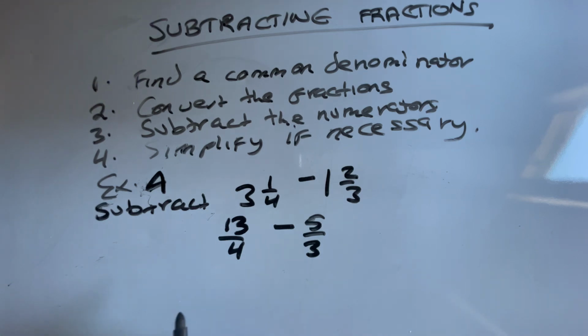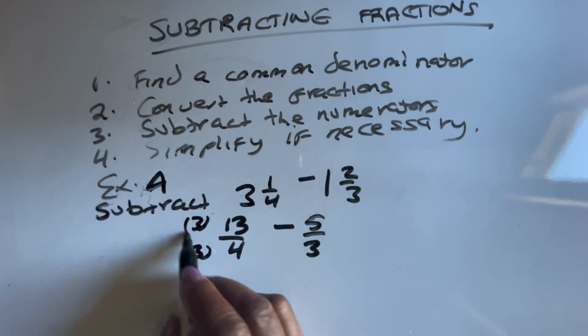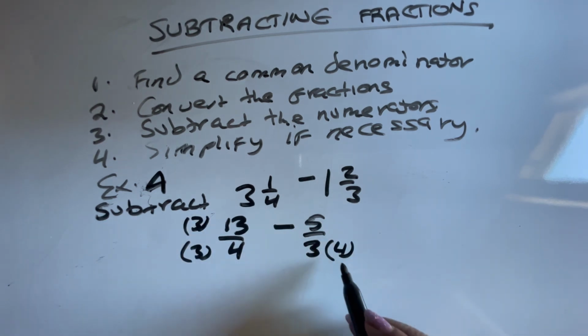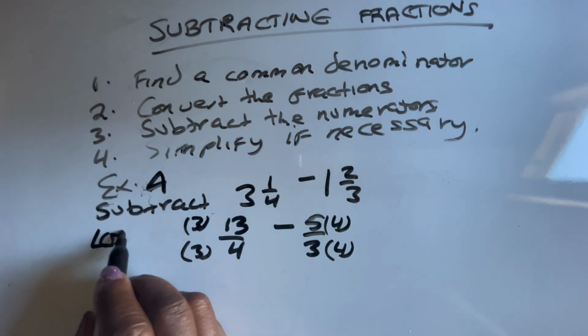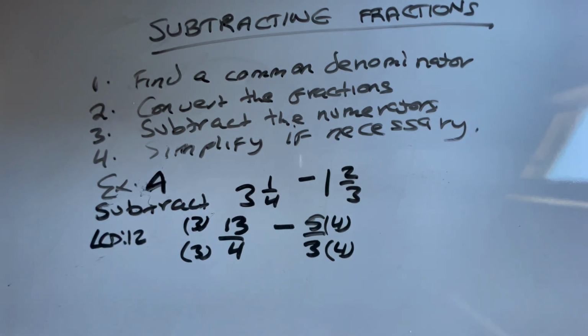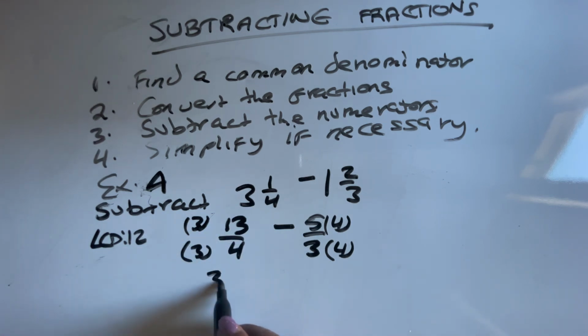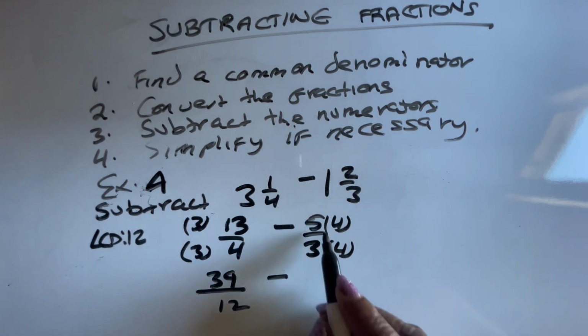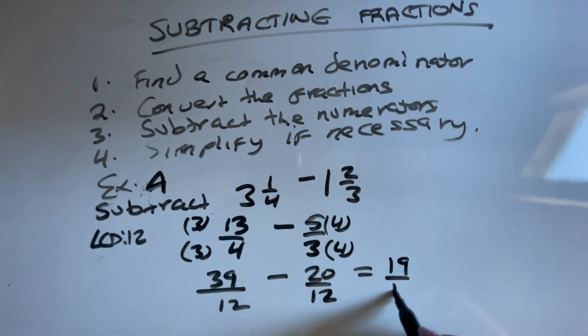Now we're going to find the lowest common denominator. We're going to multiply this side by 3. Whatever we do on bottom, we do on top. We multiply this by 4. Whatever we do on bottom, we do on top. And this is because our lowest common denominator is 12. Now this fraction has become 39 because 13 times 3 is 39 over 12 minus 5 times 4 is 20, 20 over 12. Next, we're going to subtract the numerators. 39 minus 20 will give us 19 over 12.